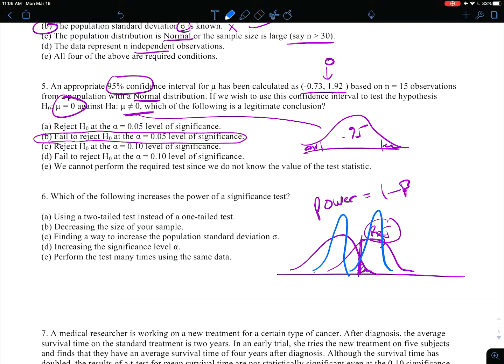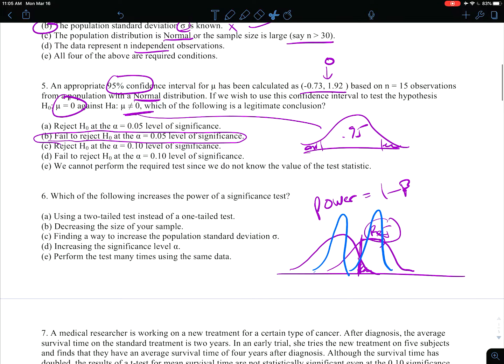Lastly, you could just make it easier to reject. If I move this rejection, let's see if I can grab it there. It doesn't look like it. If I were to move that to the left, if I move this way, and now I start rejecting everything over here, that's also going to increase my power. So let's run through these.